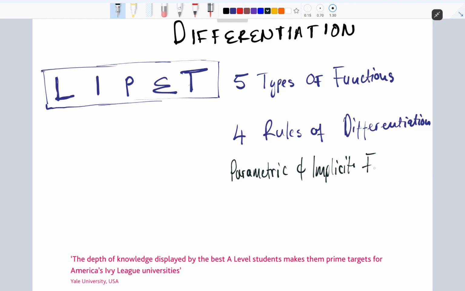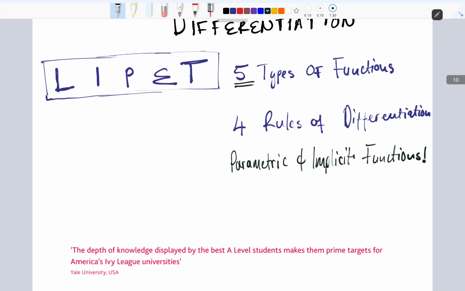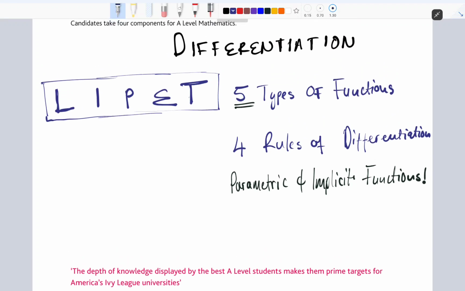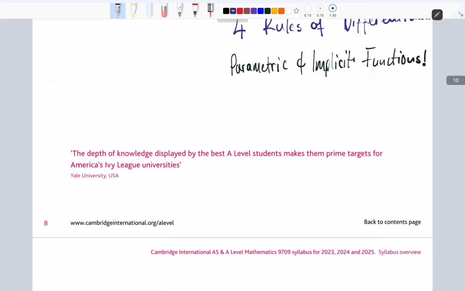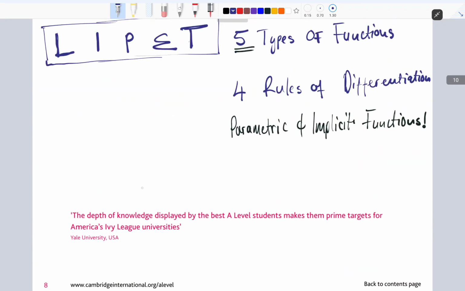So we can put the 2 more functions, which are going to be parametric and implicit, but they are standalones. We won't put them in these 5 main types of functions, okay? When we do this, we would be done with differentiation, and we would now just be looking at application. So if you do this, this is going to be your differentiation. And when you're done, what do you do next? You are going to do application.